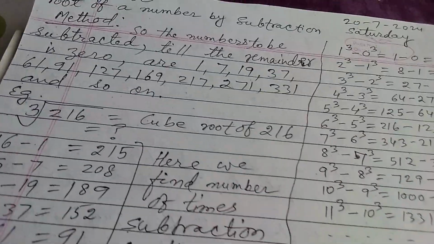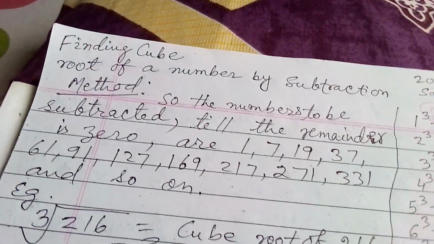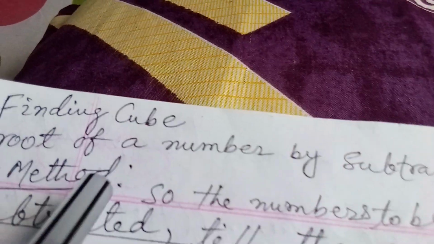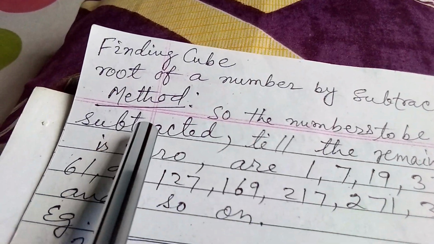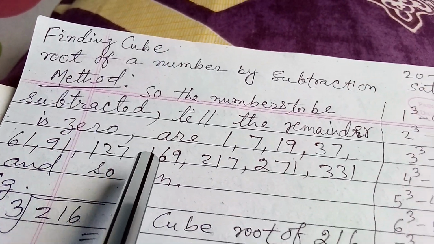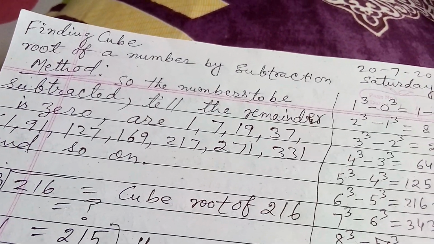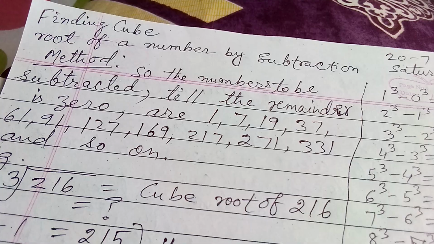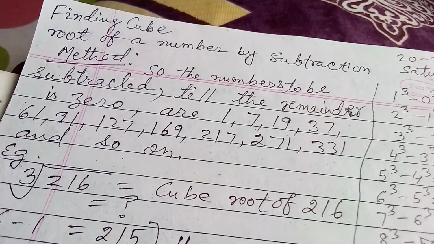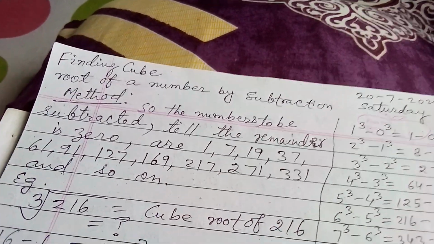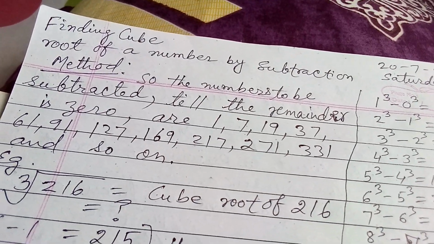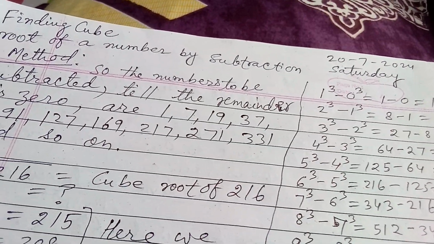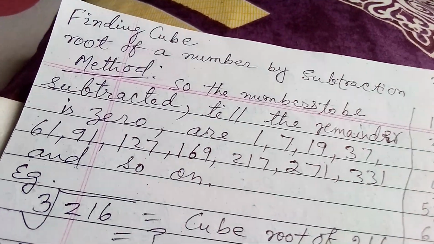Now the next thing that we are going to discuss is another topic related to maths, finding the cube root of a number by the subtraction method. Generally, we know the cube root: cube root of 8 is 2, cube root of 125 is 5, cube root of 216 is 6, cube root of 64 is 4. But how do we find the cube root by the subtraction method?